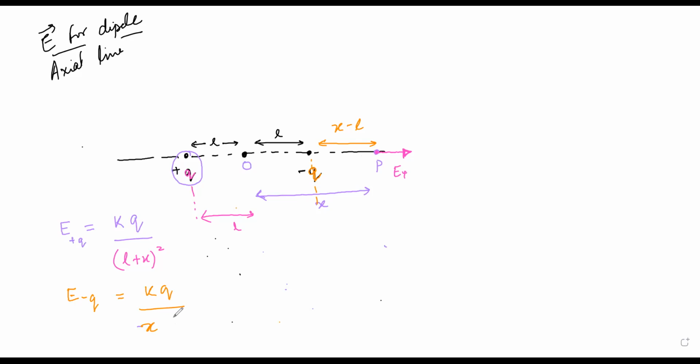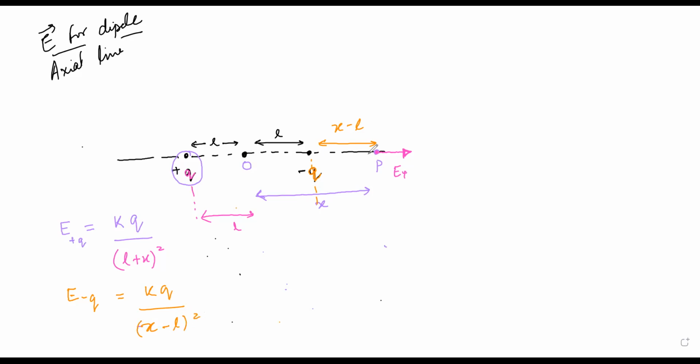Yes, obviously. If you want to get the value of the electric field, you always take the distance from the charge to that point, no? KQ by R square. Remember that formula, correct? So in this case, R from this charge is X minus L because we have taken every distance from the center of the dipole, no? Correct? So X minus L whole square.